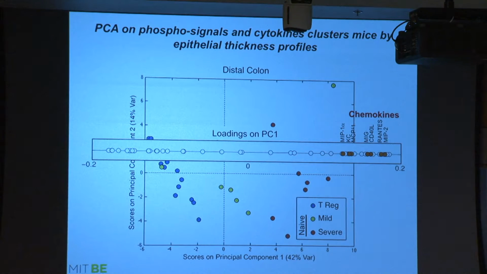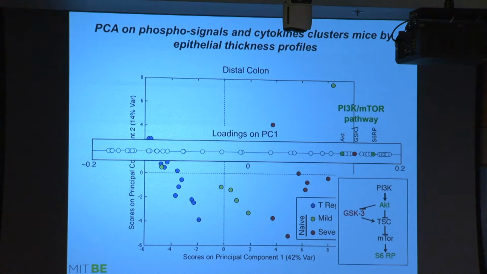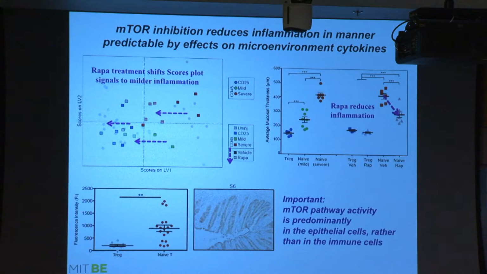Here, if we're looking on this side, there's a number of chemokines that are very strongly associated with the severe inflammatory pathology. If we go ahead and look in the signaling pathways, and again, we can demonstrate that this is largely in the epithelial cells, not in the immune cells, very strong activation of the PI3 kinase mTOR pathway is associated with the severe inflammation. GSK3 looks red, downregulated, but in fact, since it's an inhibitor in this pathway, it's an activator of the pathway.